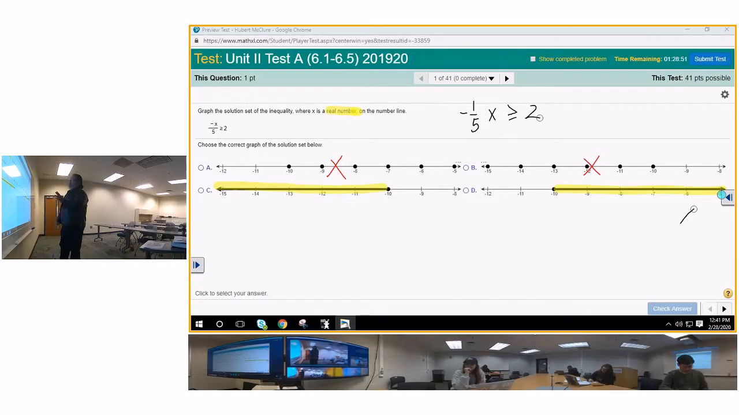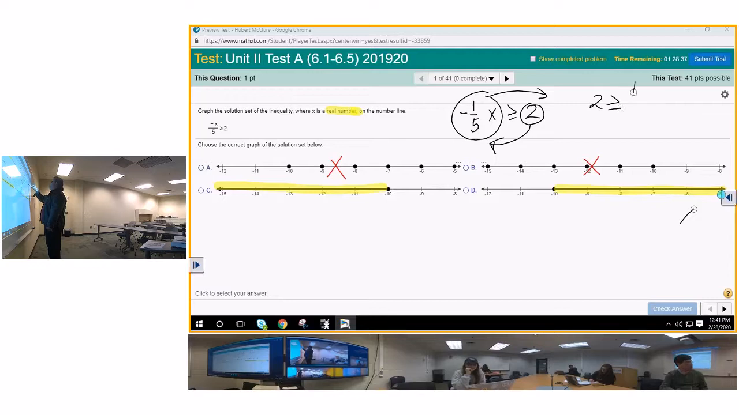Really? There's no way you could do this. You could take this across the river and take this across the river and do it like that. And that would give you 2 is greater than 1/5 x, negative 2 is greater than 1/5 x. You could do that. Or you can remember this rule.